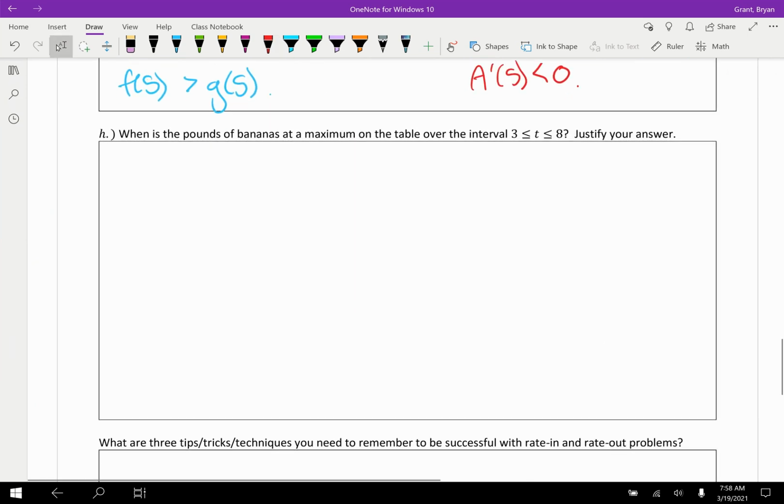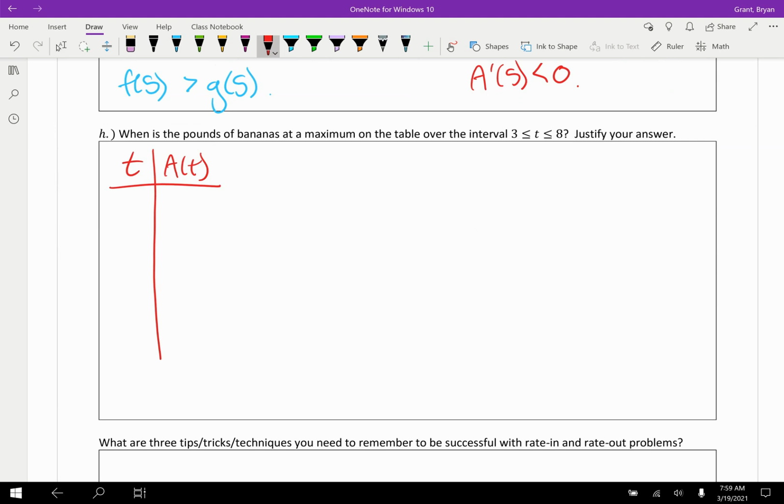When are the pounds of bananas at a maximum on the table over the interval from 3 to 8? Justify your answer. All right, well, I actually want to approach this from two ways because they said when are the pounds of bananas at a max, not what is the maximum pounds. So if you think about a candidates test, and I'm going to erase this shortly. This should probably be t, huh?